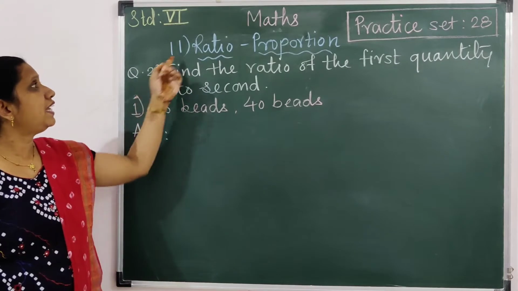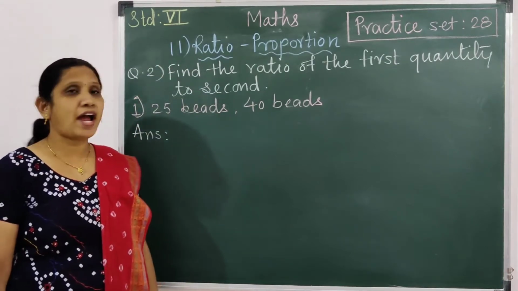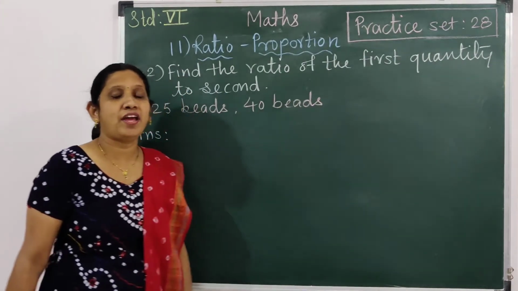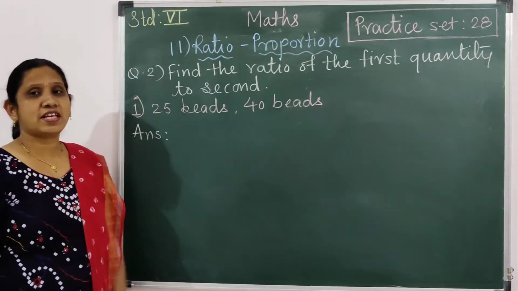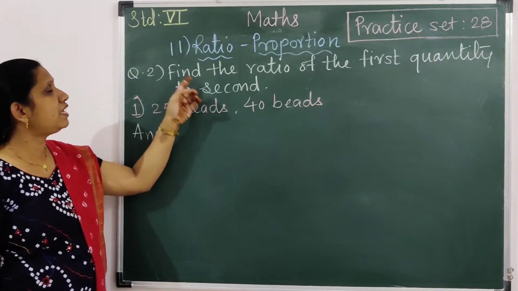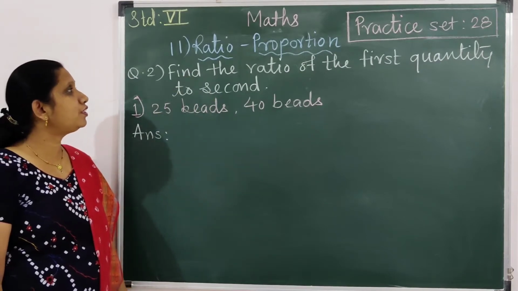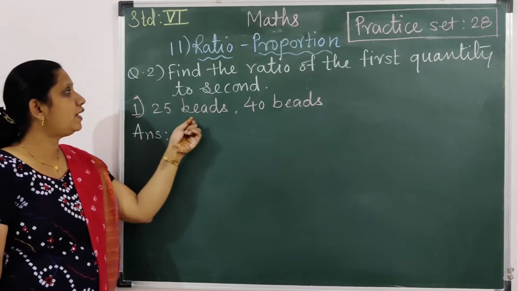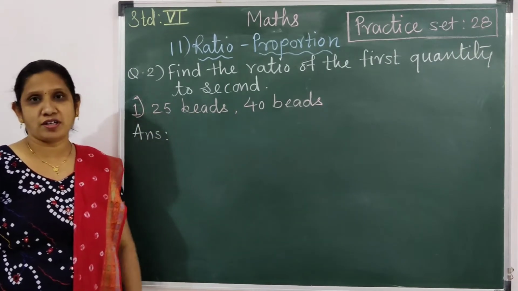Hello students, we are going to study in Maths of Standard 6, lesson number 11, Ratio and Proportion. In Practice Set 28, today we are going to study question number 2. The question is, find the ratio of the first quantity to second. First sum is given 25 beads and 40 beads.